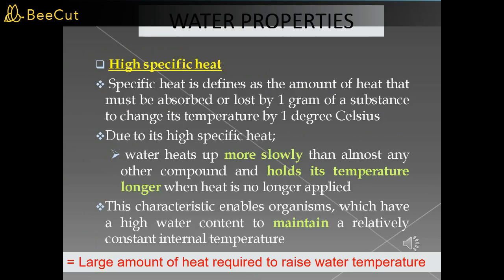Okay, the second property of water is that it has high specific heat. Basically, specific heat capacity is defined as the amount of heat that must be absorbed or lost by 1 gram of a substance to change its temperature by 1 degree Celsius. So what is the meaning of high specific heat? It means water needs a large amount of heat to raise its temperature. Due to its high specific heat, water heats up more slowly than almost any other compound, and water can hold its temperature longer when heat is no longer applied.